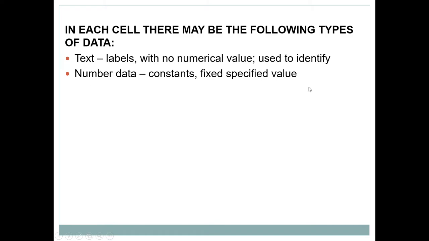Fixed specified values. Now, in a cell, you might also have a formula, and these are mathematical equations that are performing calculations on those fixed specified values we just talked about. For example, if you have columns of different types of shoes that you sold, you might be adding the number of each of those shoes to give you some sort of answer. So in a cell, you might have a formula, again, performing calculations on that number data.